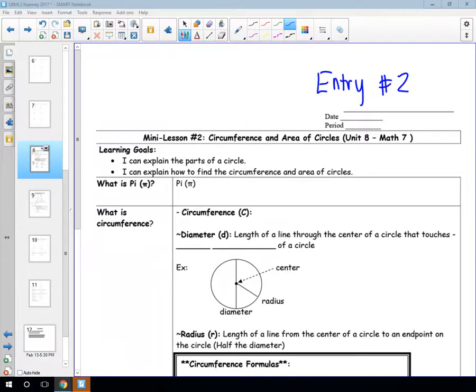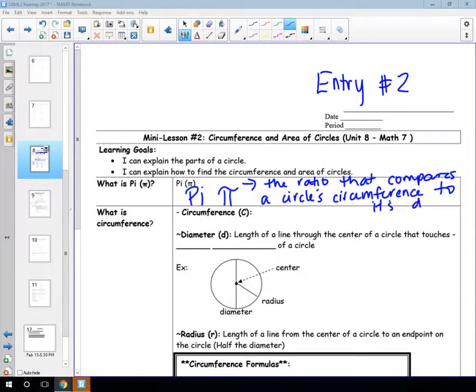So pi is a math symbol that is spelled like pie, but without an E. So it's P-I. And it's represented using this Greek symbol. And pi is the ratio that compares a circle's circumference to its diameter. Pi is actually a number. And when I give you this number, that means that the distance around a circle is this number of times compared to its diameter. And you may not know what diameter and circumference are, but we're going to talk about that today.